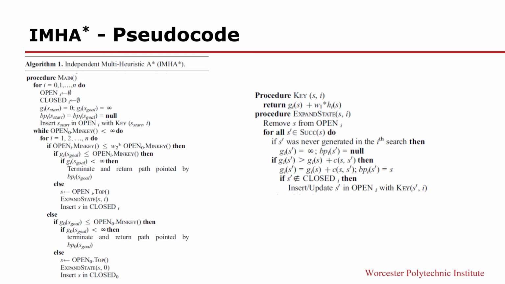If the goal state has been reached and the cost of the goal state is less than infinite, then the algorithm and the while loop are terminated and the path is returned by the backpointers.